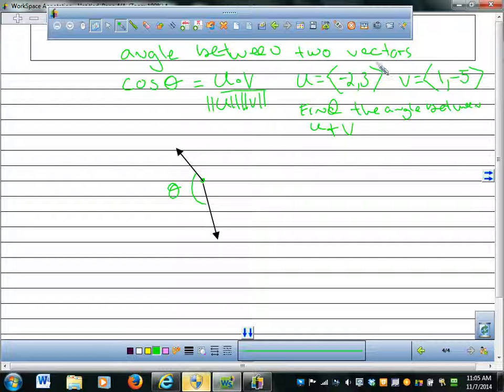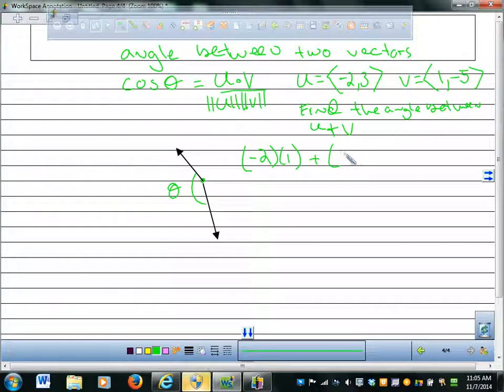So to find that angle, u dot v is negative 2 times 1 plus what? Negative 15. Oh, you did that in your head? Oh my goodness. You're in the advanced math class. Okay, so that equals cosine theta. Whoops, I forgot the bottom. What's the magnitude of u?